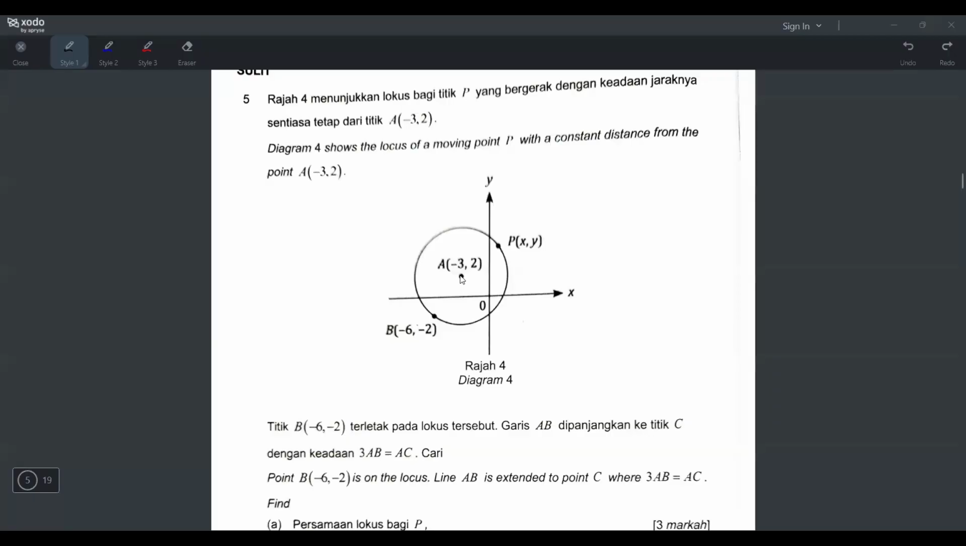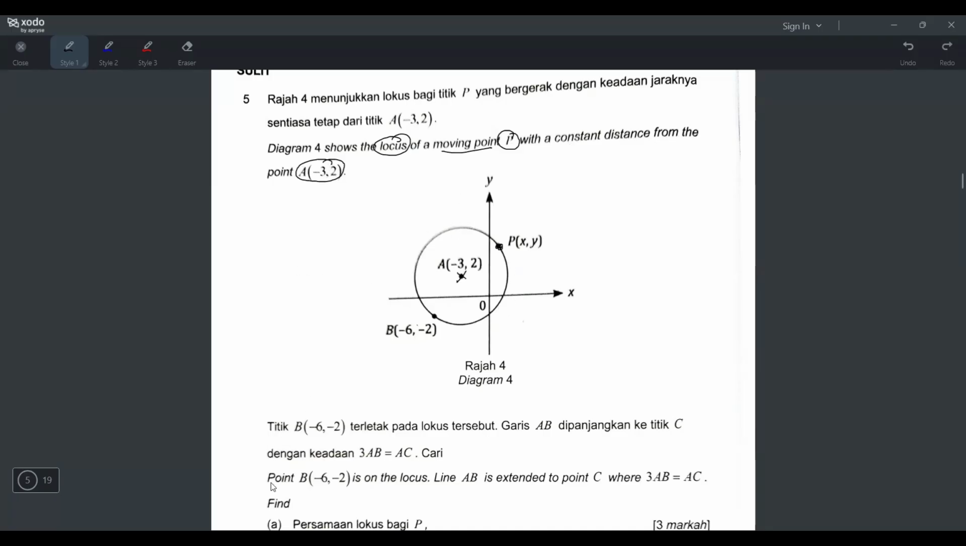Okay, let's continue with number 5. So let's read. Diagram 4 shows the locus of a moving point P with a constant distance from point A negative 3, 2. Okay, we can see that point P is a moving point, so definitely this is a coordinate geometry question from Form 4 chapter 7. We all can see that P is the moving point and it's a circle, right? They say it moves with a constant distance from point A negative 3, 2. So point A is the center of the circle, and you can see that point P moves along the circumference of the circle.